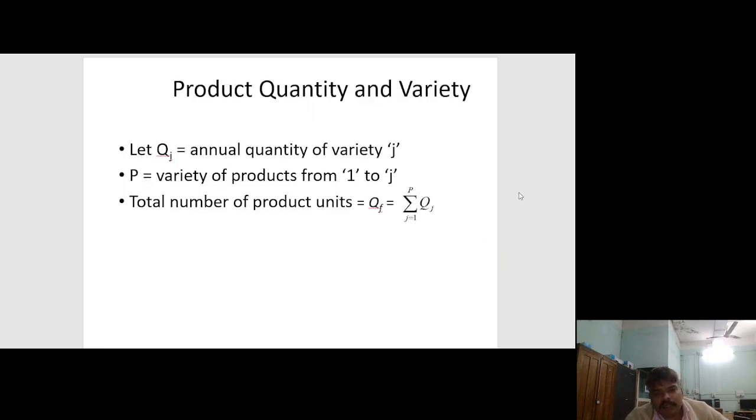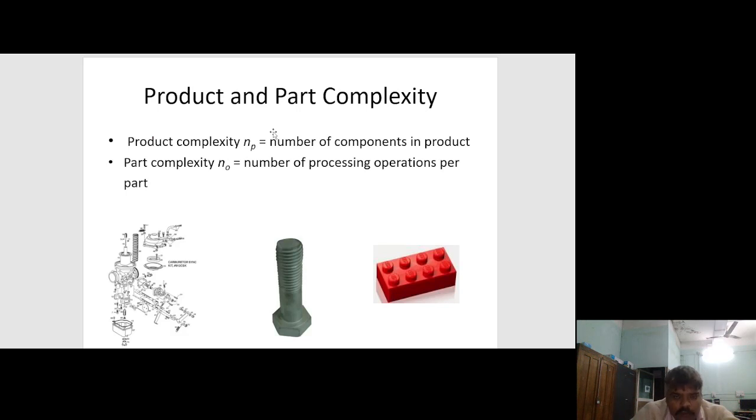Product quantity and variety: let Q be equal to the annual quantity, and P the variety of products from 1 to j, with the total number of product units. Product and part complexity: product complexity np is the number of components in a product; part complexity no is the number of processing operations per part.